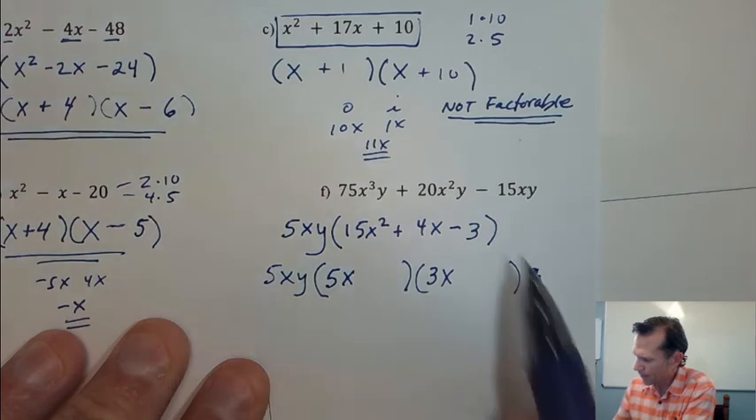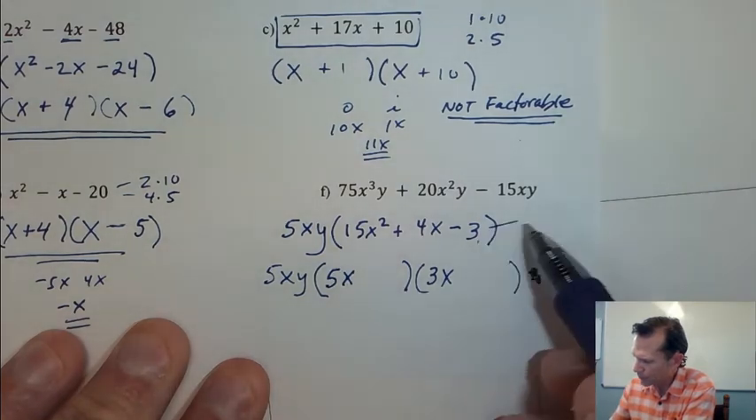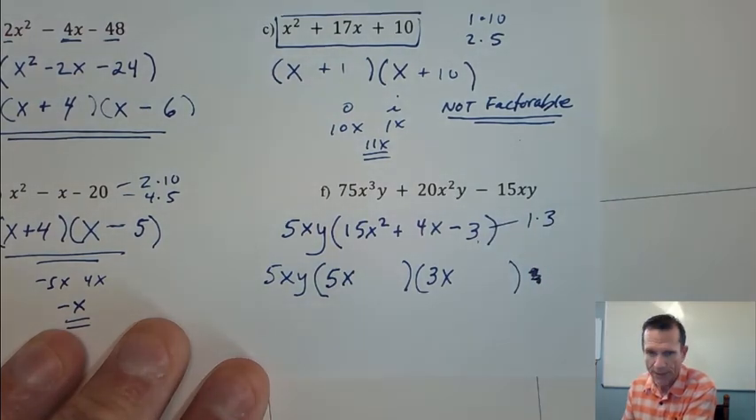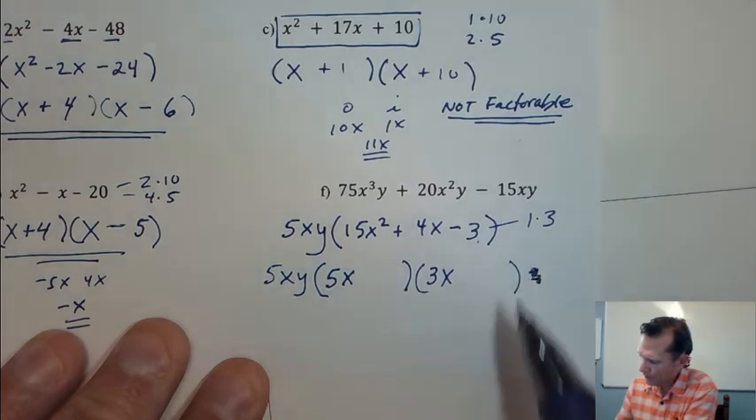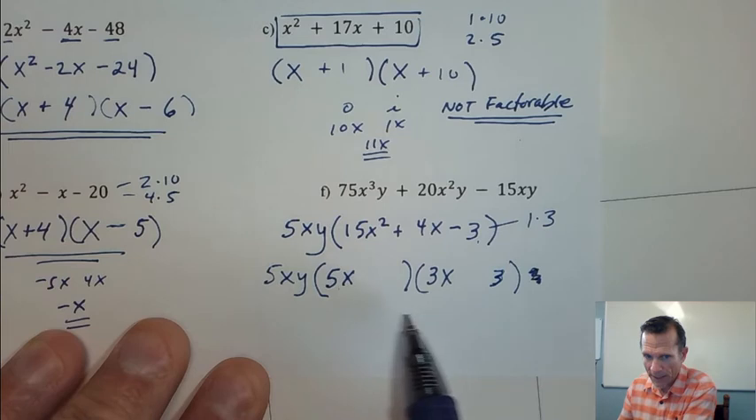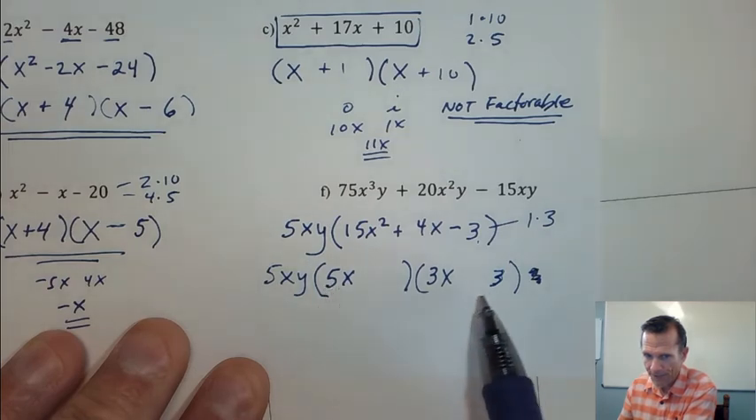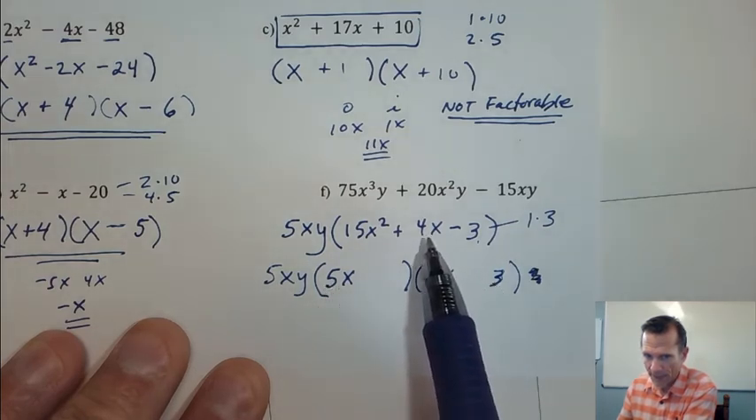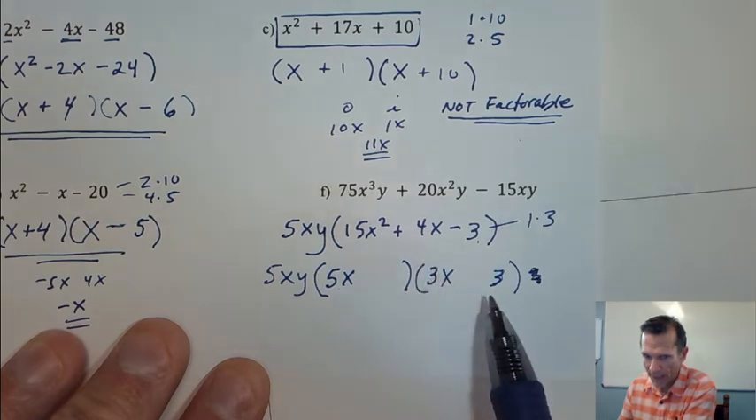Now let's think about 3 here. The only choices for 3 are 1 times 3. Now one of them is going to have to be negative, though, to produce a negative 3. Now, if I put a 3 right here, I'll draw it in lightly. The problem is when I multiply outside here, I'm going to get 15. And that's not really that close to 4. So I'm going to abandon that.